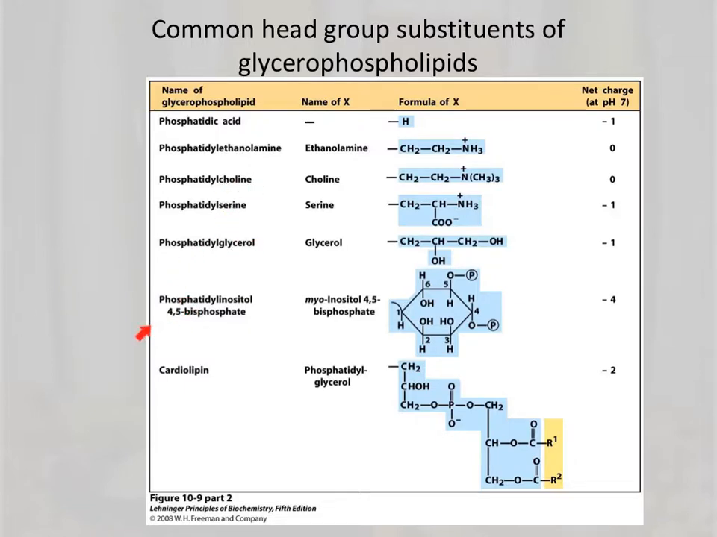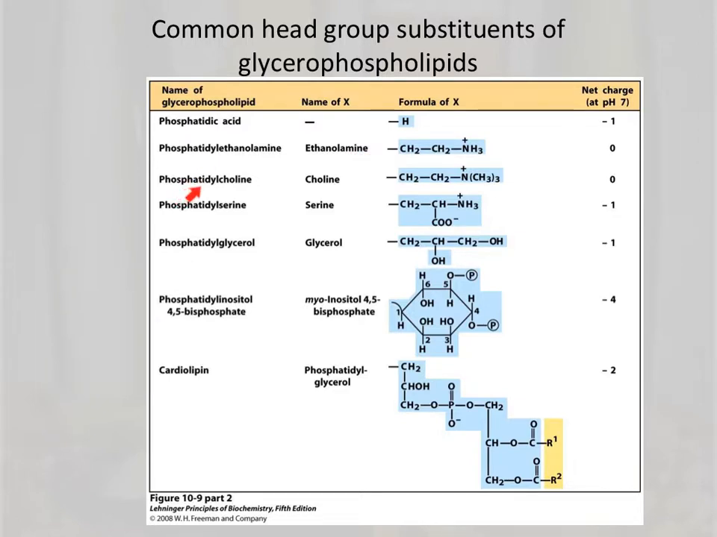I'm trying to think of where to start. If it's just a hydrogen, the simplest is phosphatidic acid. So that X is just a hydrogen, so overall it has a negative one charge. Phosphatidyl ethanolamine has an ethanolamine group there. This is ethanolamine, which has a positive charge on the amine. But remember, it still has a negative charge on the phosphate. So just think back to the beginning of the semester. You have a negative one and a positive one. Overall, it's zero, but that still means it's going to be polar. It's a zwitterion.